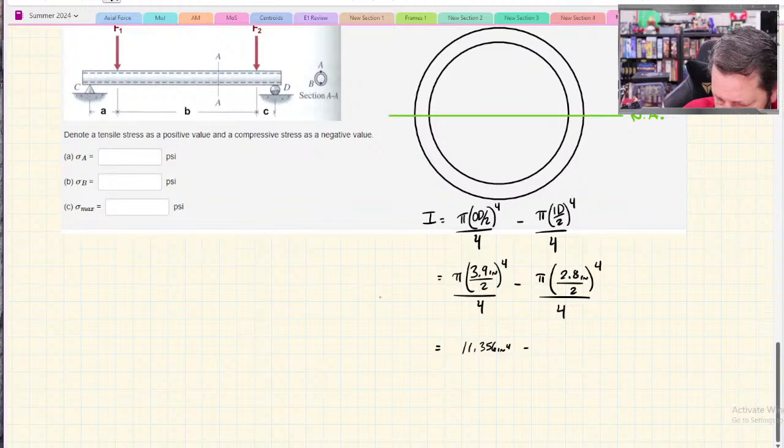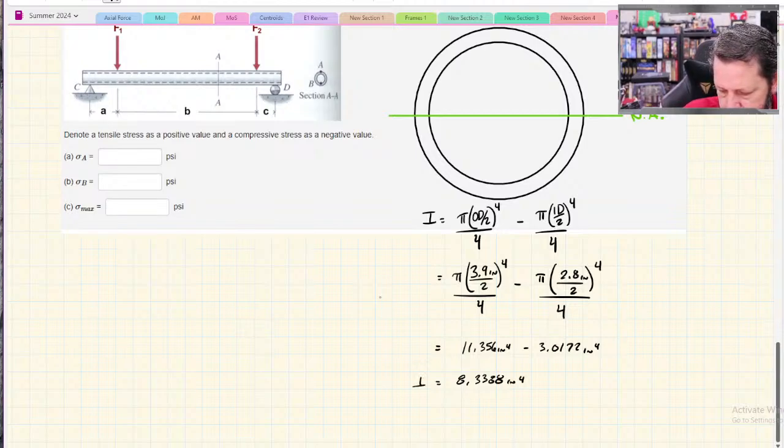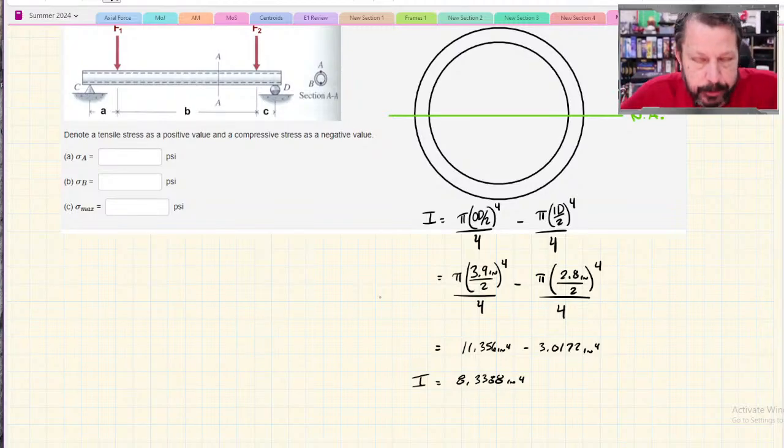And 3.0172 for the second part. So 8.3388 inches to the fourth is our total moment of inertia for the tube, the hollow tube. We can't check that one on this web work problem, so hopefully we're right, but we can't check.